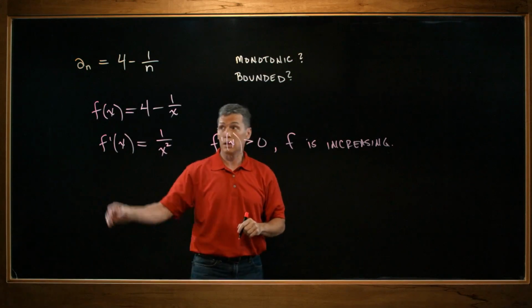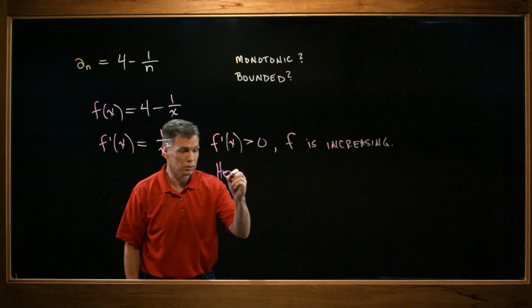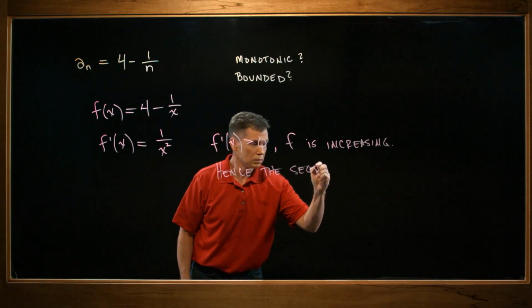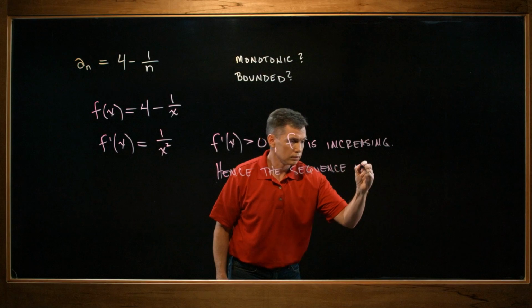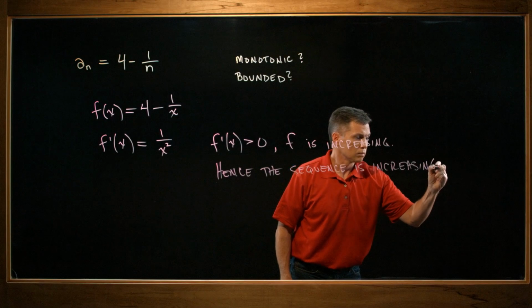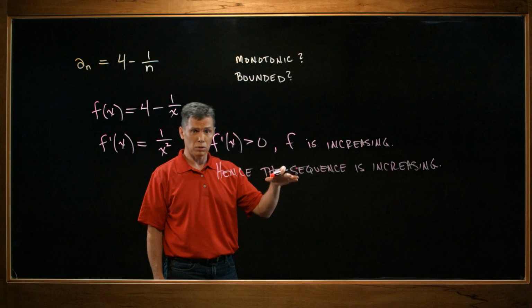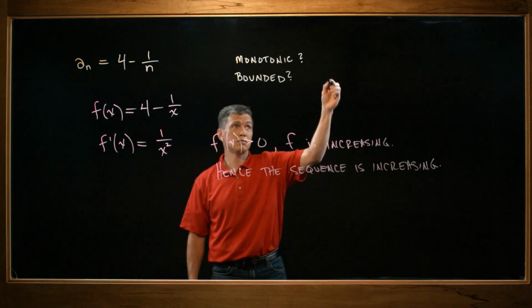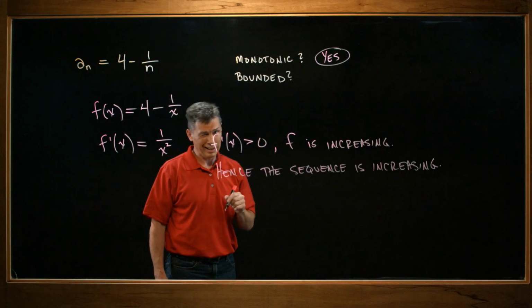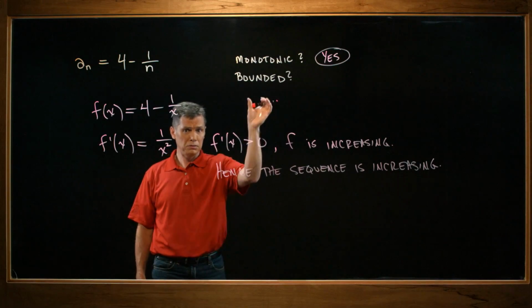What that further tells me then is that this sequence is increasing. So hence, the sequence is increasing. I'm writing all that out, but I'm really just asking increasing or decreasing, either or. It's increasing in this case, so we have a yes to this question. They asked us if our sequence was monotonic. Yes, it is. They also asked us if it's bounded.